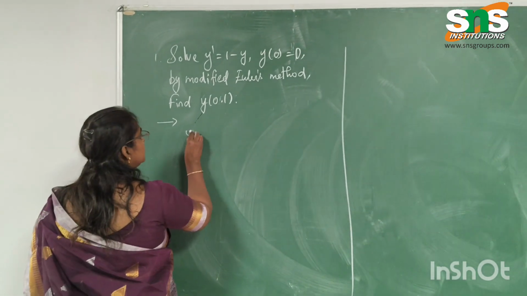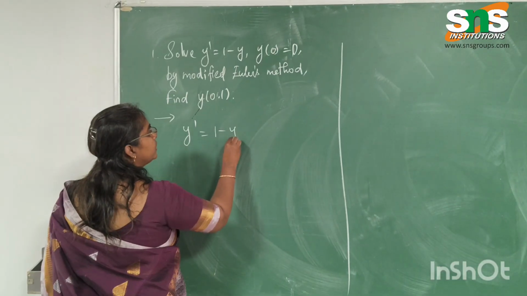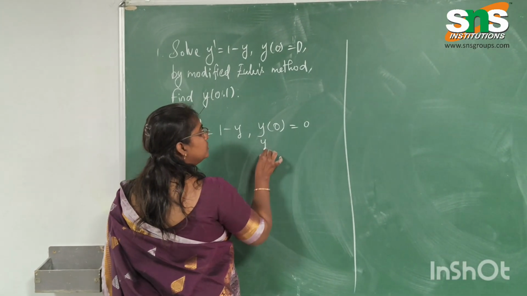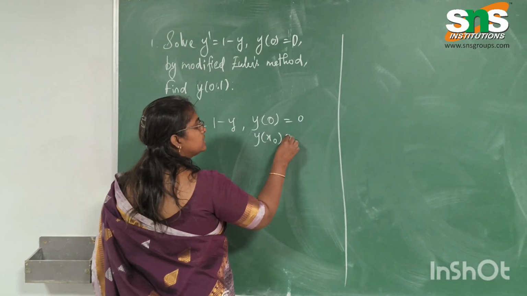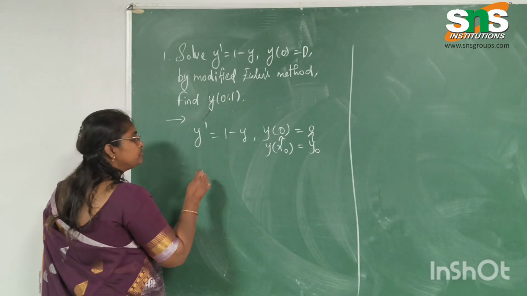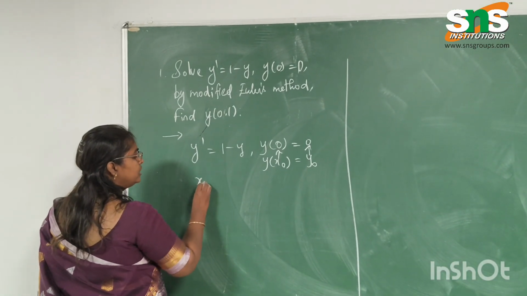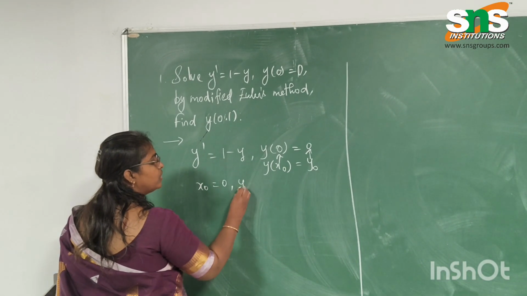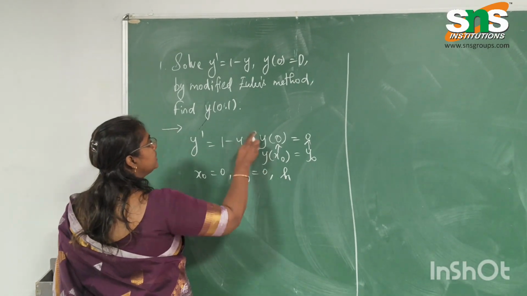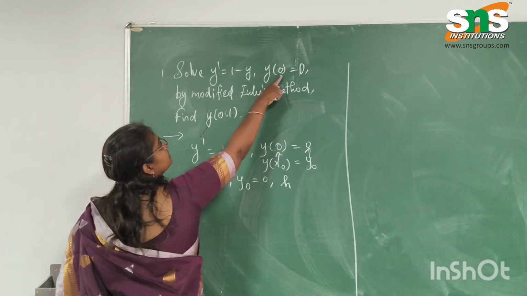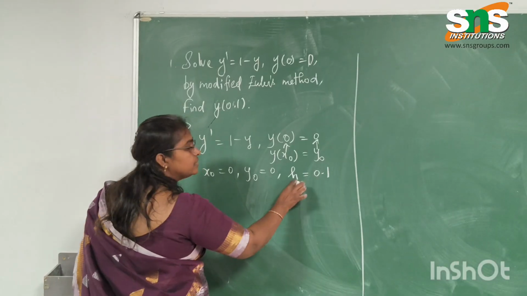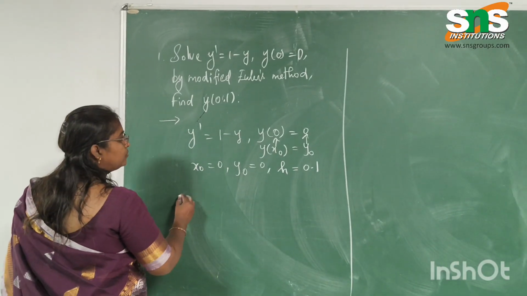First step, we take the given condition y dash equal to 1 minus y, and also y of 0 equal to 0. Comparing with the general term, we get x naught equal to 0 as well as y naught equal to 0. We also want to calculate the h value. The h value is the second value minus the first value, that is 0.1 minus 0, which is 0.1. This is our interval.